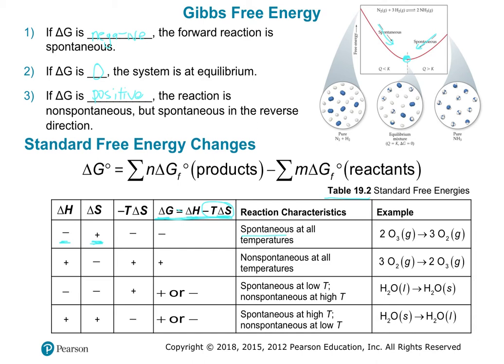So the opposite is going to be true too. If I have an endothermic reaction that decreases disorder, then I'm always going to have a positive delta G, so I'm always going to be non-spontaneous at all temperatures. But this is where it gets tricky.